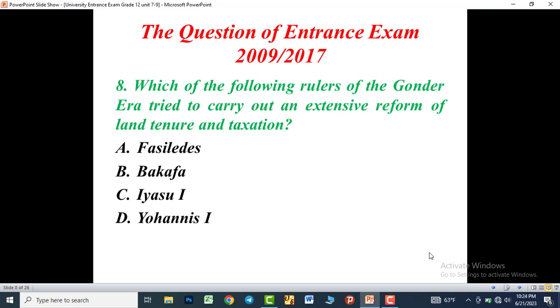Question number 8. Which of the following rulers of the Gondar area tried to carry out an extensive reform of land tenure and taxation? A. Fasilides, B. Bakaffa, C. Iyasu, D. Ioannis.